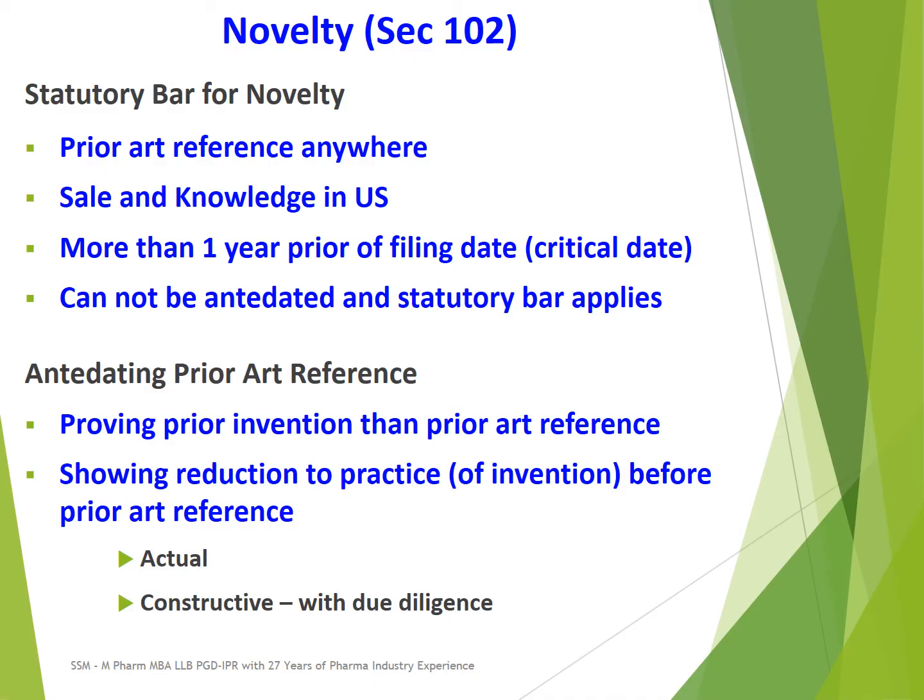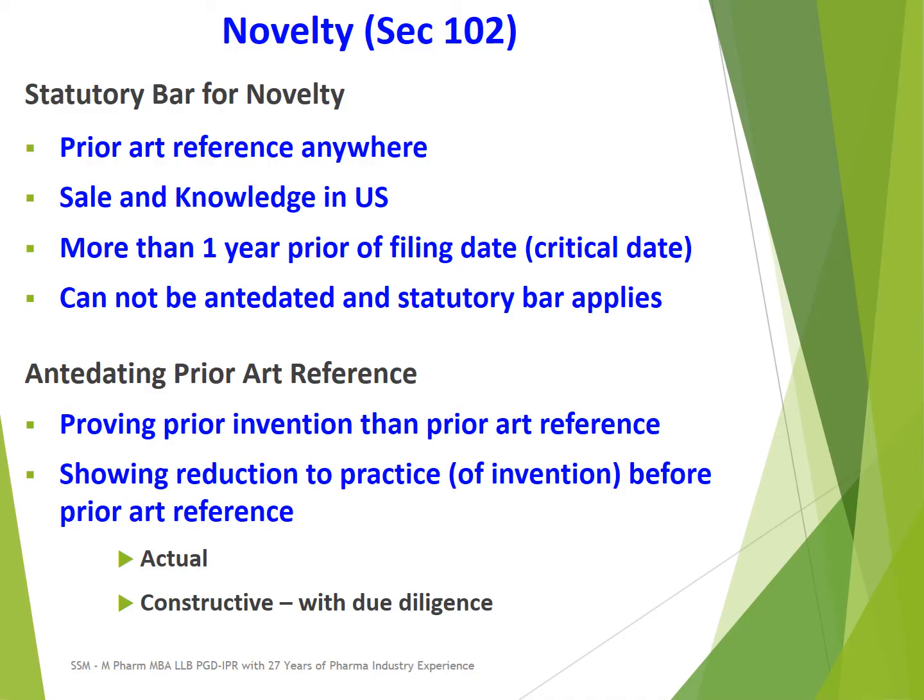Maybe the date of reference is before the filing date of your invention, but you have completed your invention before the prior art reference date. How will you prove that? You can prove that with your lab notes, with the experimental notes which you make in the laboratory when doing the invention or experimenting about your invention, which are date wise. So you can produce your lab notebook to prove that you completed the invention before the prior art reference publication date.